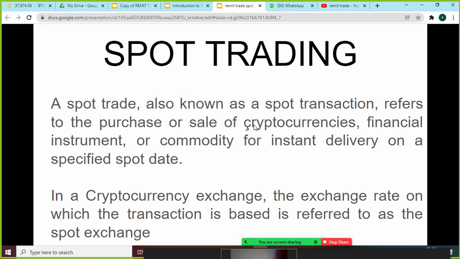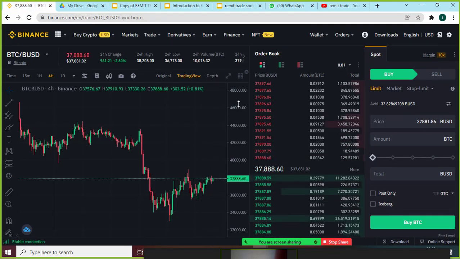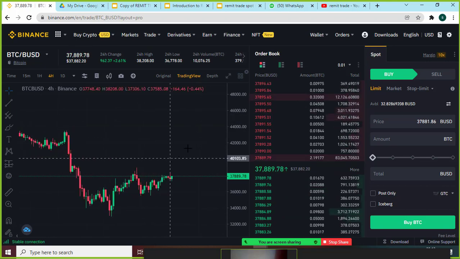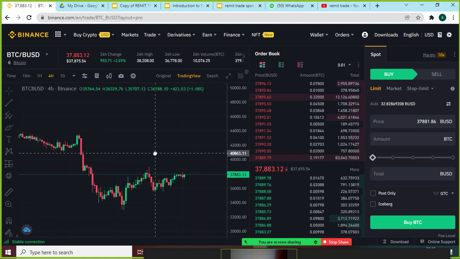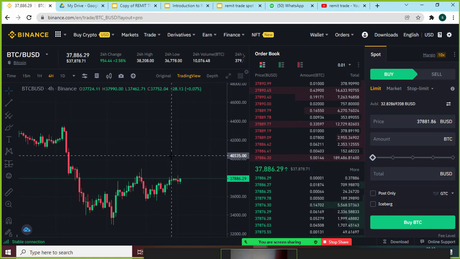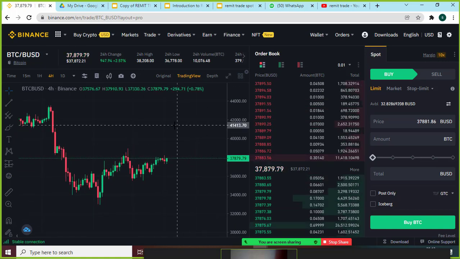And then spot trading. What spot trading means is that it refers to a direct purchase or sale of cryptocurrency or financial instruments. When you do that, you are doing spot trading. Look at it here. Let me go to my platform here. So this is the Binance platform. And I'm going to be very practical in all the sections today. So you're going to follow me, and if you don't understand anything, please write it down so that at the end, I will give you room to ask.